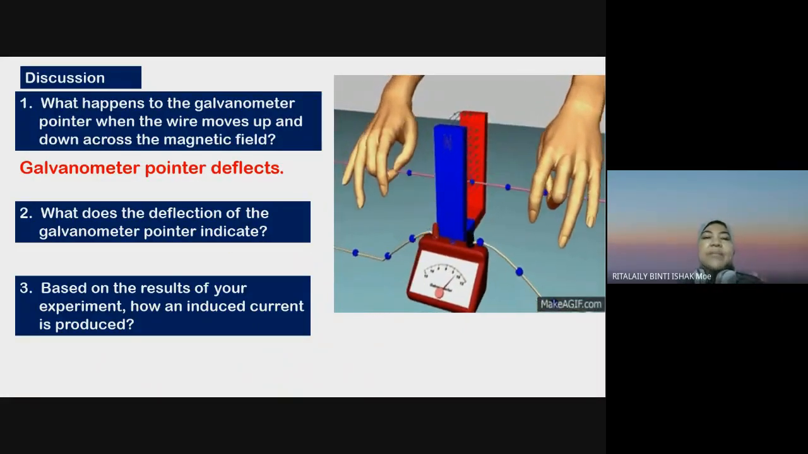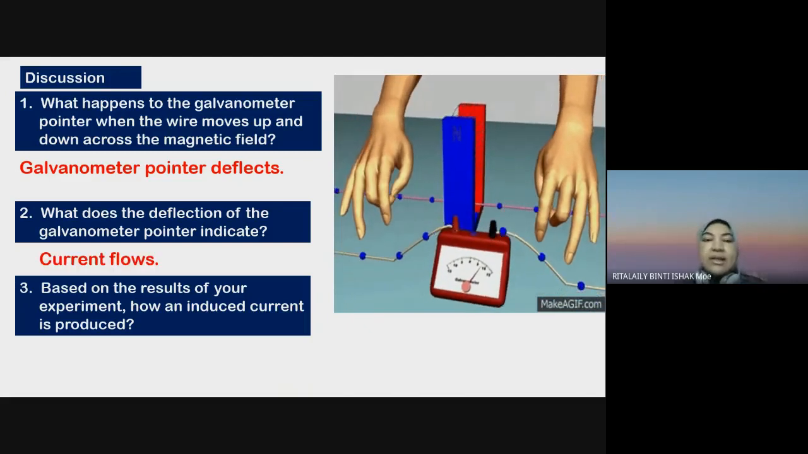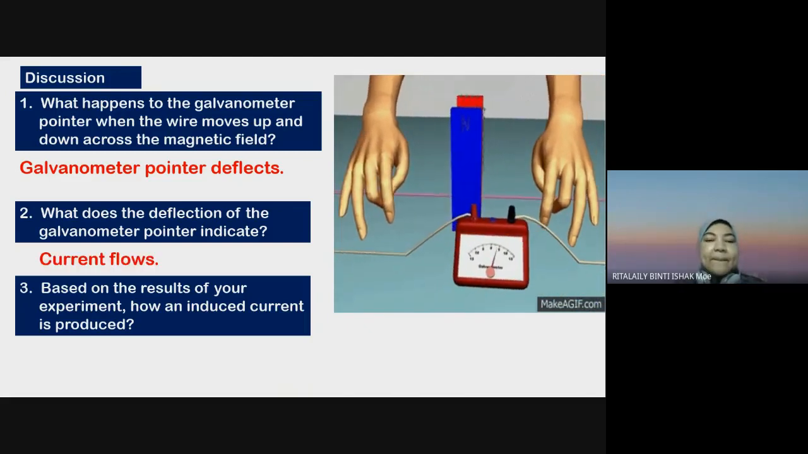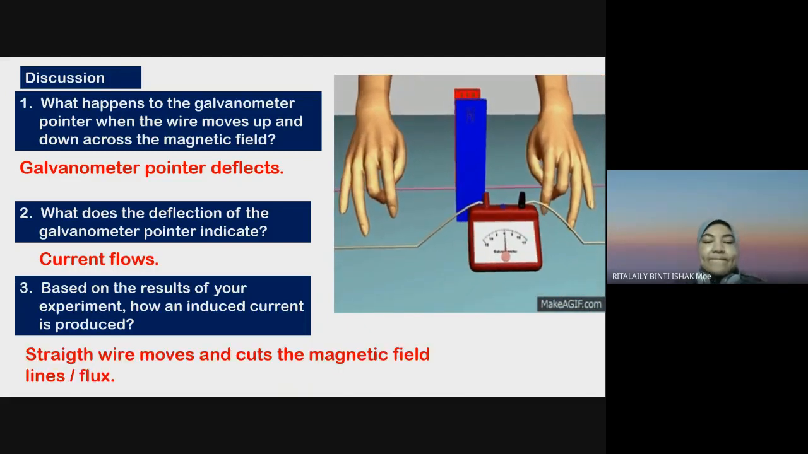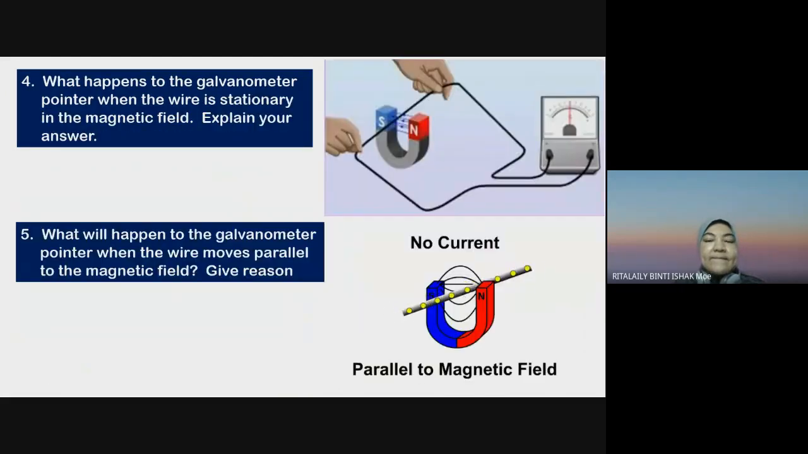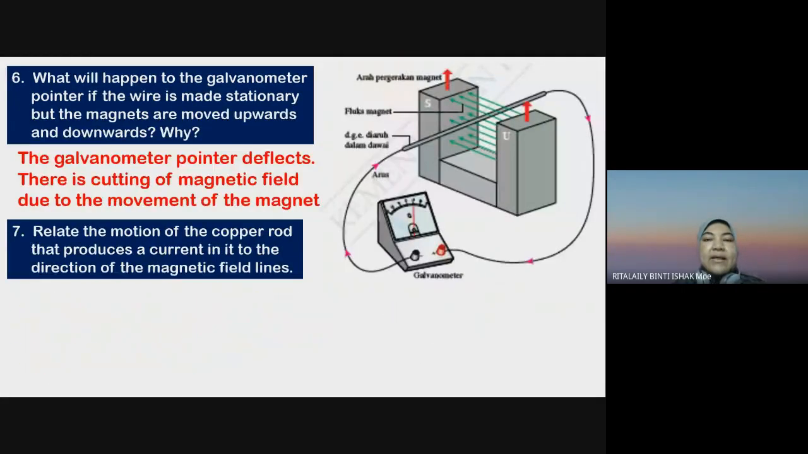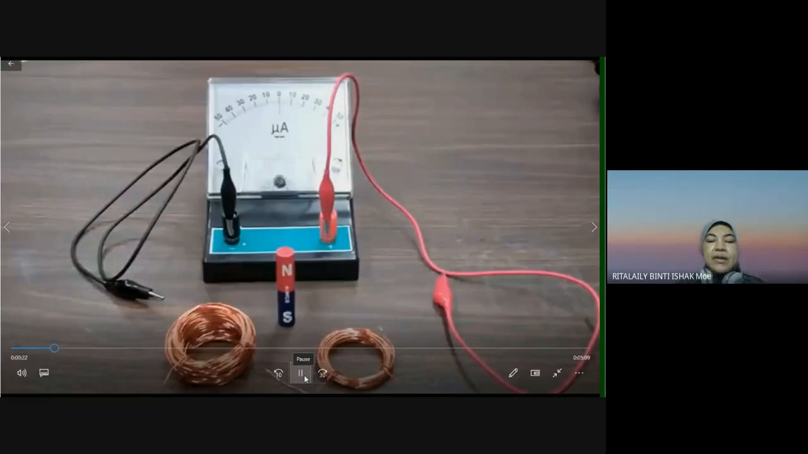So that is what we have seen. Just now the video showed a straight conductor cutting a magnetic field. This one is showing a solenoid cutting a magnetic field.